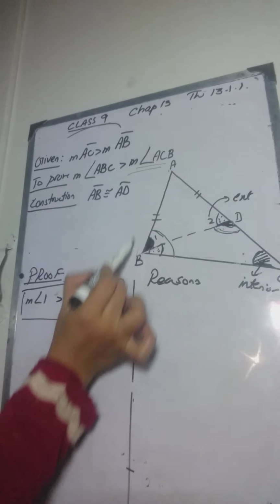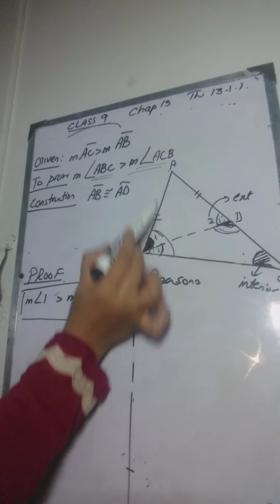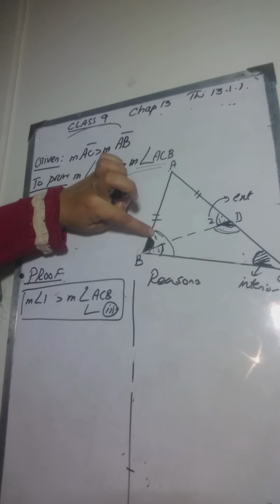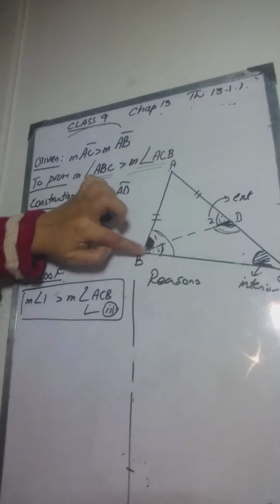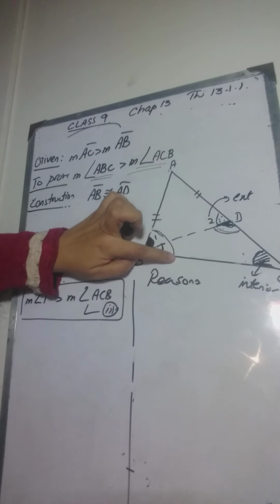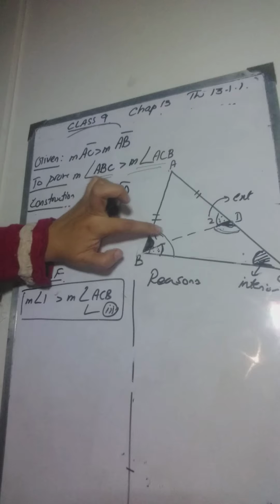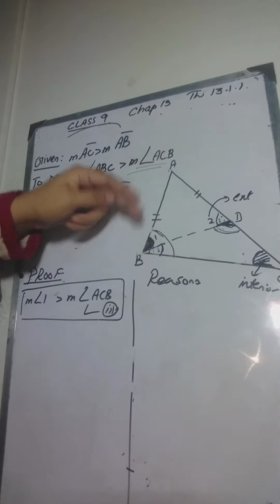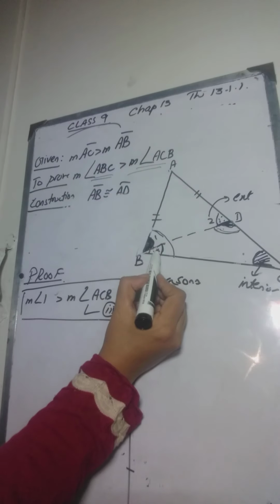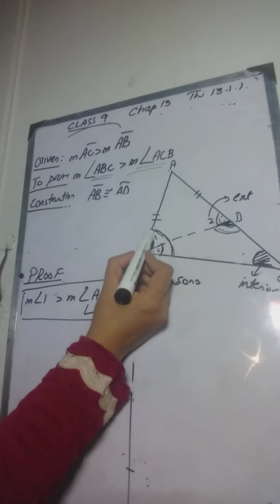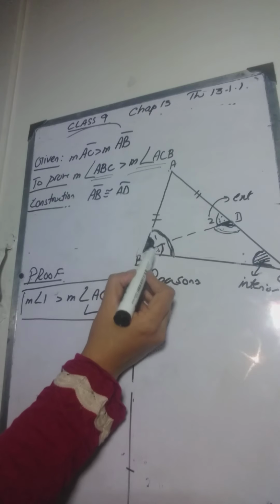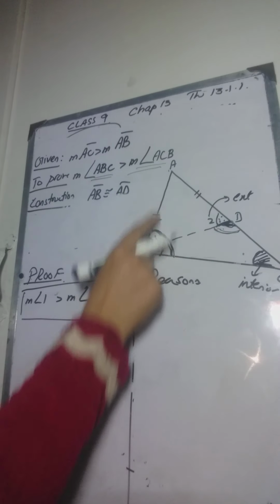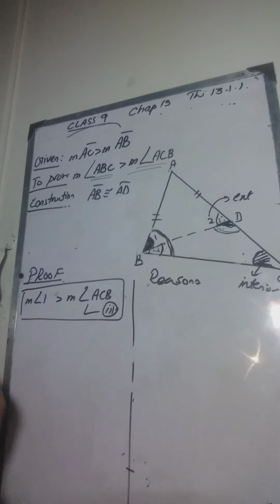Now it's very easy to see. This angle ABC, the one that we need to prove, is made up of two angles. The first one is angle 1 and the second one is angle DBC. This full angle is made up of these two angles, so it will definitely be greater than angle 1, because these two angles add up to give this angle. Obviously the sum is always greater than the component angles. Therefore angle ABC will be greater than angle 1.